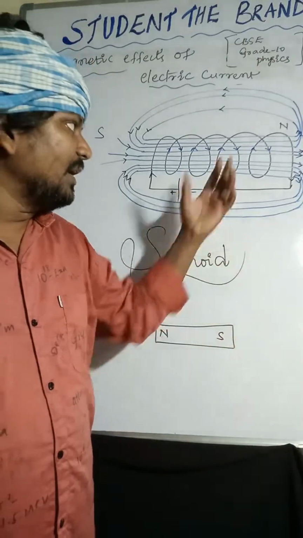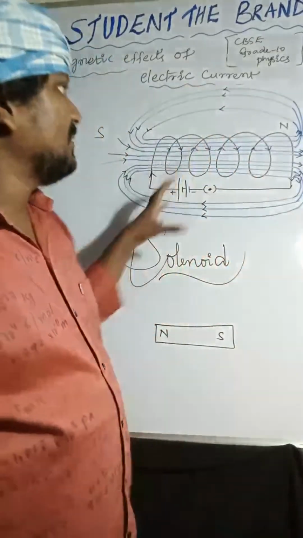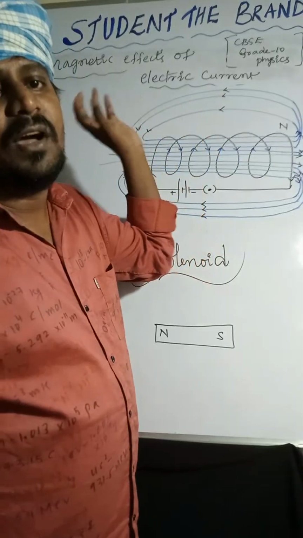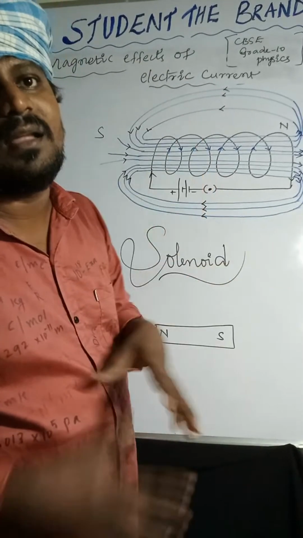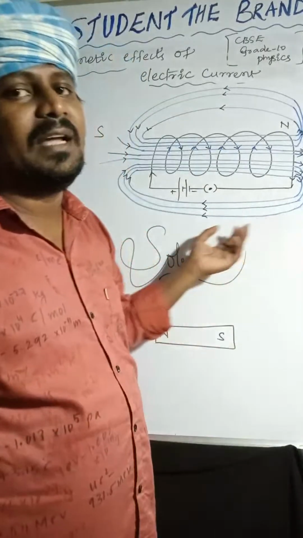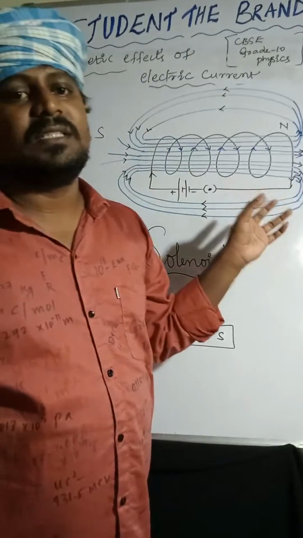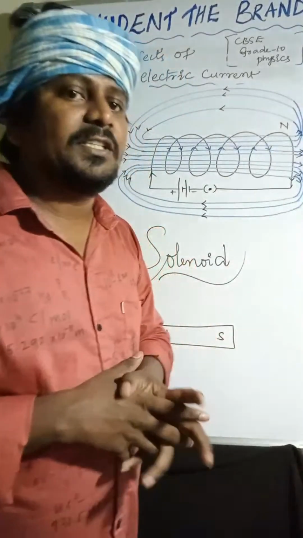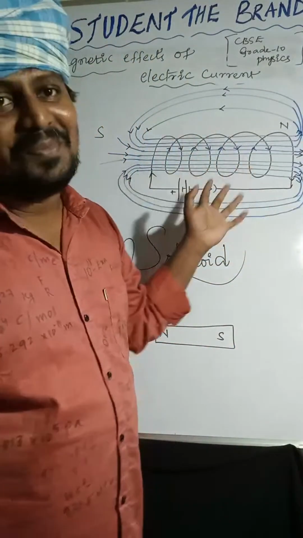Okay, so whenever we want magnetism, we can connect the battery, and automatically it acts as a magnet. If you remove the battery, it won't act as a magnet. So this is an electromagnet. This is about solenoid.